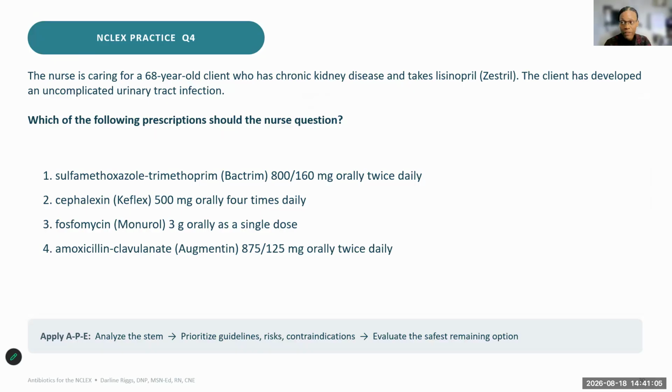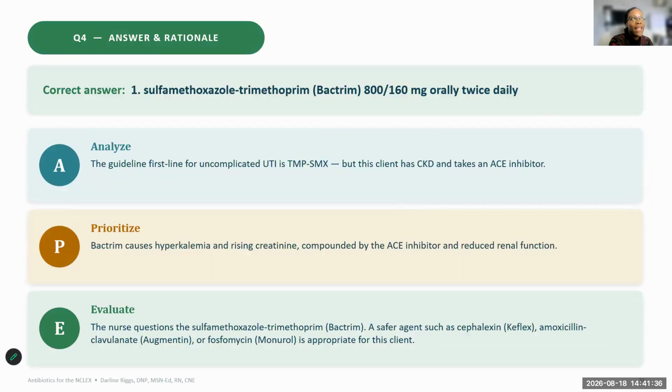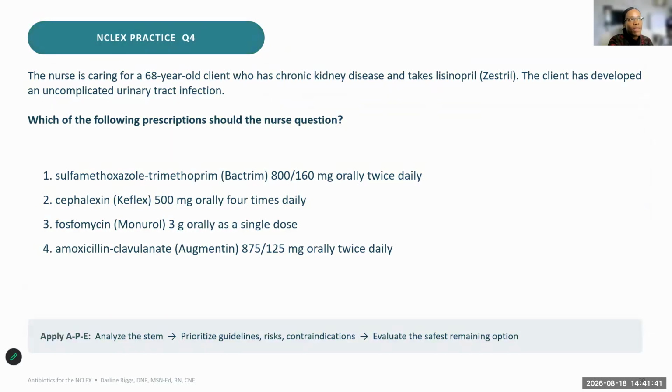What here is safer for this client for the uncomplicated UTI? Is it cephalexin, fosfomycin, or Augmentin? Okay, so now what you should do is go down your cascade. Okay, and the first one in your ladder or your cascade, whatever terminology you want to use, is Augmentin. And it's the right dose, 875 over 125 milligrams orally twice a day. Yep, that would be your best option there.